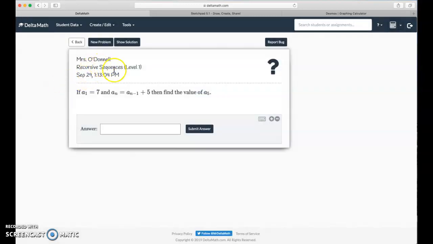Okay, so recursive sequences. Recursive sequences means that we are looking at a sequence and generating the next term using the previous term. So in this case, it looks like we're adding, so it's an arithmetic sequence. Our first term, or a sub 1, is 7. Okay, and then we're going to add 5 to find the next term.